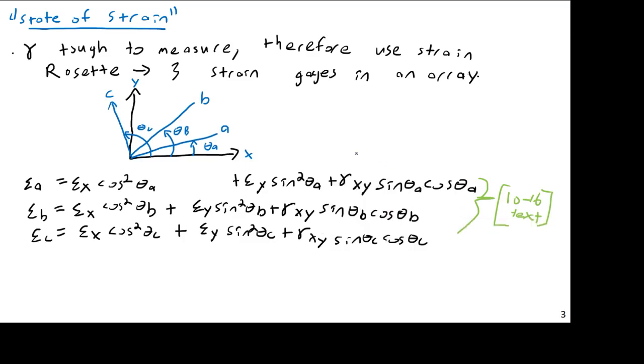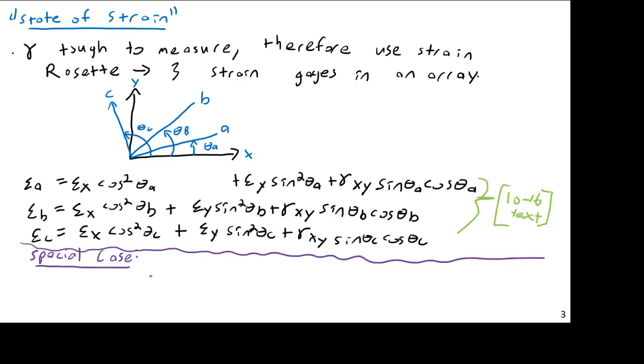So now we're going to do a little bit of algebra. Let's look at a few special cases. Basically, we're going to use a few special cases to solve for this system. Okay, so special case. I'm going to try to squeeze a few notes down here. Theta A is 0 degrees, theta B equals 45 degrees, and theta C equals 90 degrees.